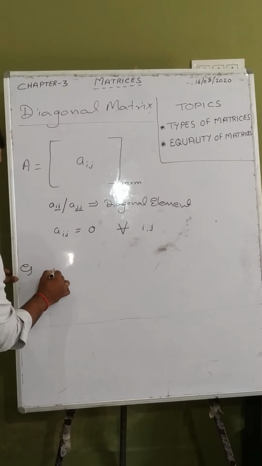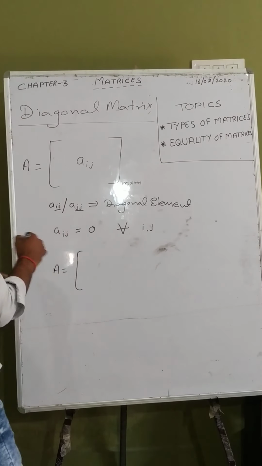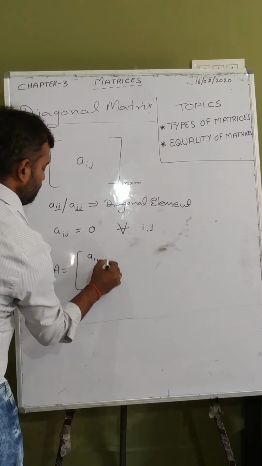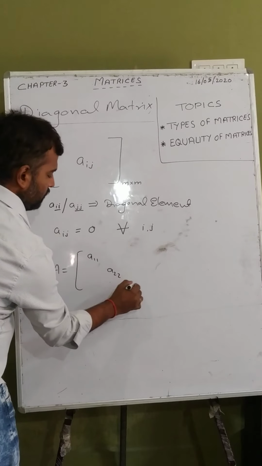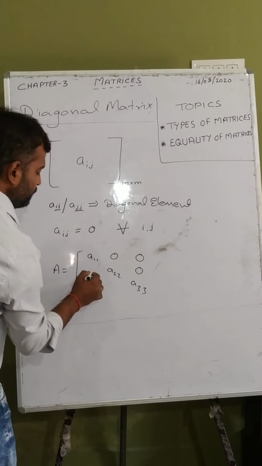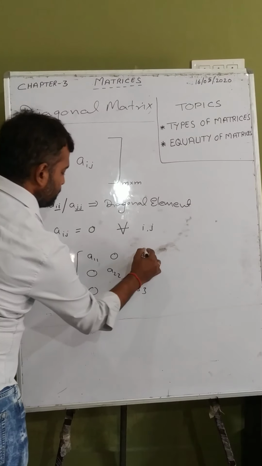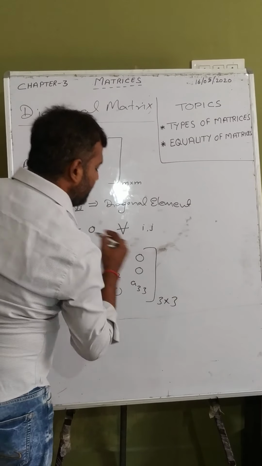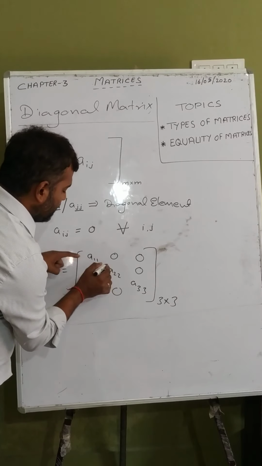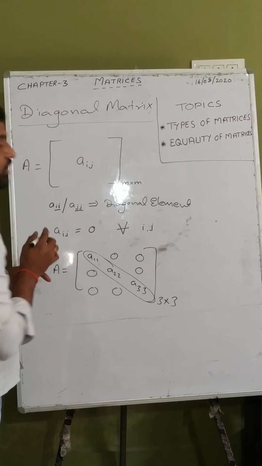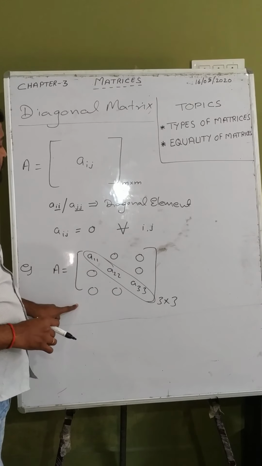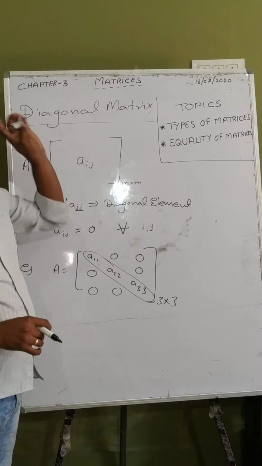With an example, you can easily understand it here. Let A11, A22, A33, 0, 0, 0, 0, 0, 0. This is a 3 by 3 order matrix where all the elements except the diagonal elements are 0. It is said to be a diagonal matrix.